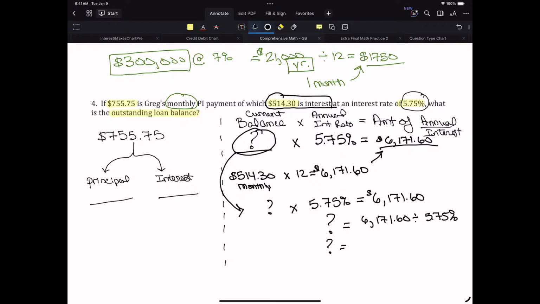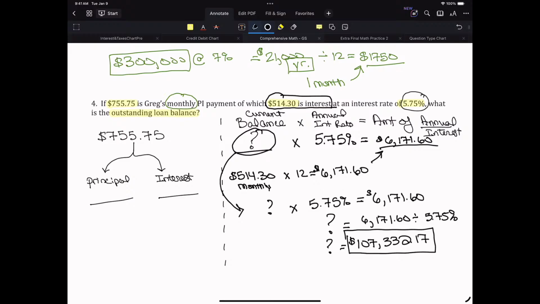617 divided by 5.75%. That's going to give me 107,332 if I calculate it correctly. Let me do that one more time. 6171.60 divided by 5.75%. Yep, 107,332.17. So, is that yay? We're good?